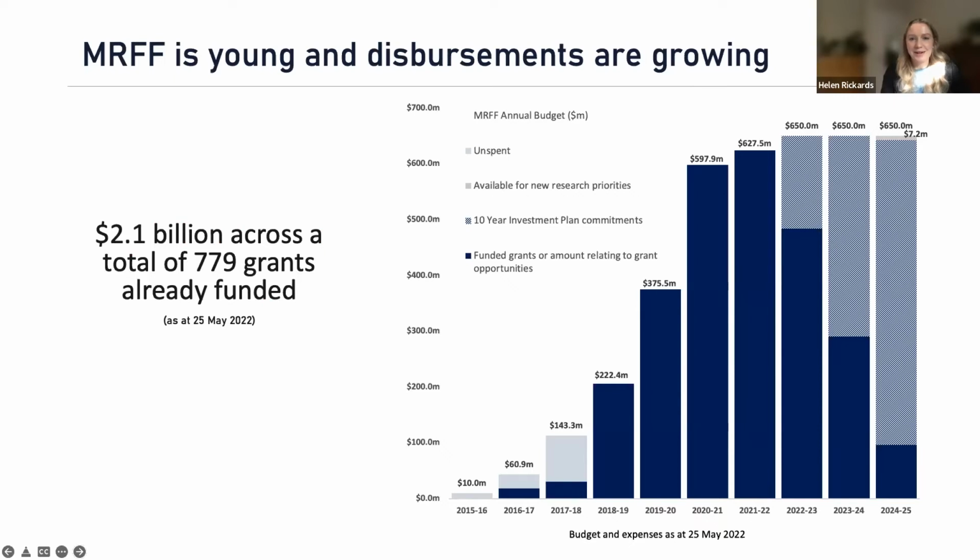Sorry if that graph is a bit complex, but the reason for showing it is to show that the MRFF is young, and you can see over the years that our disbursements have been growing very rapidly. Since 2015, we've already given out over $2 billion worth of grant funding. And from this financial year forwards, it's projected that our disbursements will stabilise at $650 million per year. So one of the reasons for showing this slide is to say that we're young, we're listening and we're learning. We really want to improve and do things better into the future.